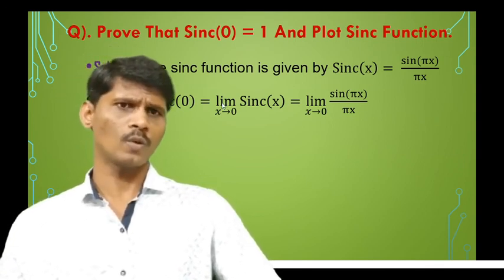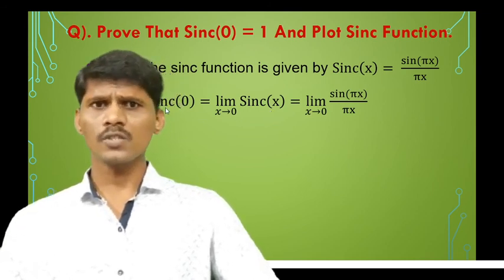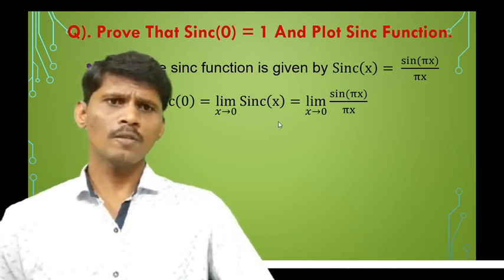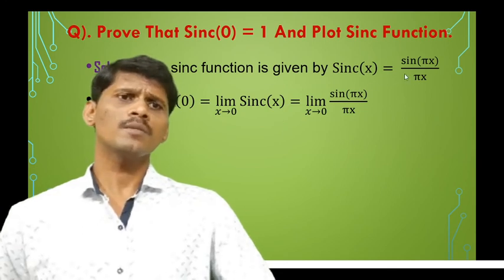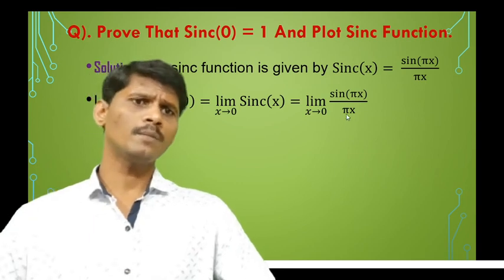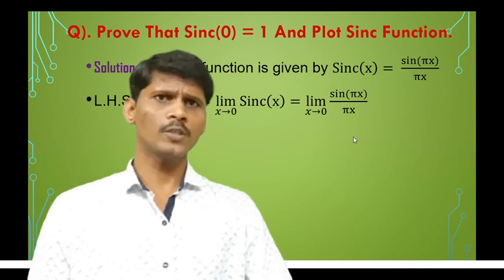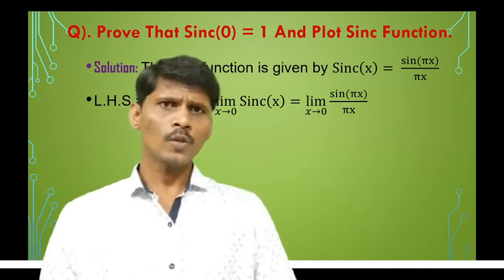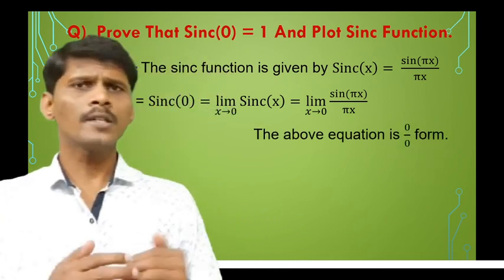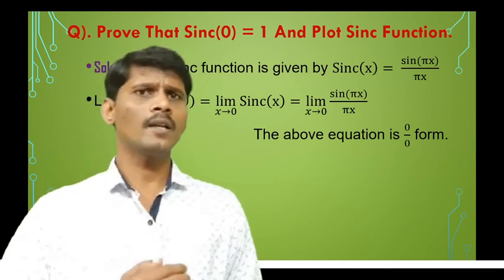Sinc of 0 is equal to the limit as x tends to 0 of sinc of x. What is the definition of the sinc function? Sin pi x by pi x. Now applying the limit value, sin 0 by pi into 0. Sin 0 is 0, so it is a 0 by 0 form. In 0 by 0 form, we can apply the L'Hospital rule. What is the L'Hospital rule? Separately differentiating the numerator and denominator.